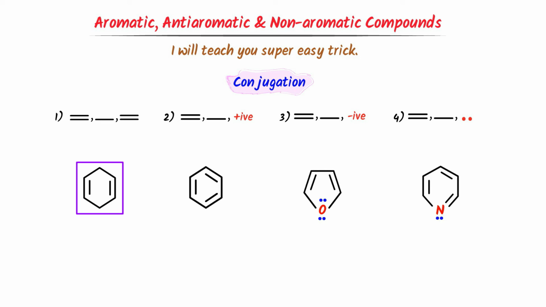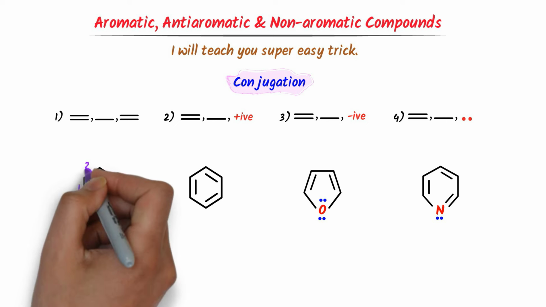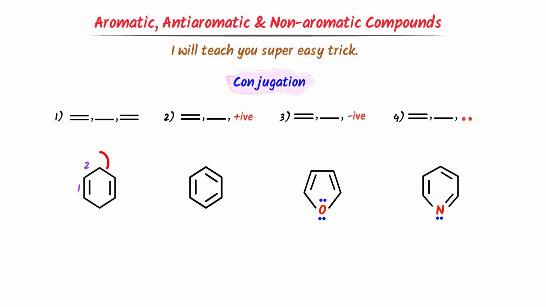In this organic compound, we can see that there is double bond, single bond and there is another single bond. I write 1, 2, 3. Here at the third position, there is no negative charge, no positive charge and no lone pair of electrons. It doesn't follow any rule, so it is not a conjugated organic compound. In case of this organic compound, we can see that there is double bond, single bond and double bond. I write 1, 2, 3. This organic compound follows the first rule, so it is a conjugated organic compound.